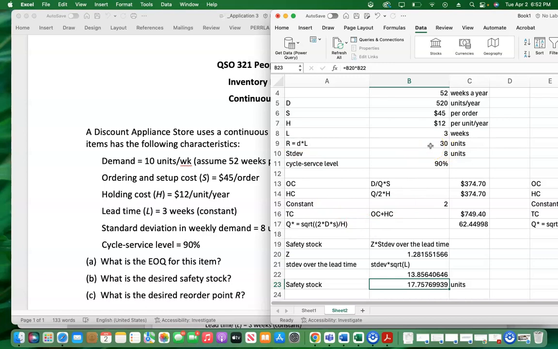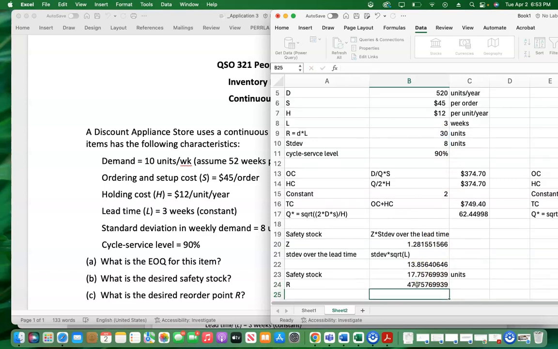Remember, before we said we need 30 units that will take us 3 weeks, and each week takes 10 units. However, we need extra units that will put us on the safe side, and the extra units will be 18. So the reorder point, including the safety stock, or the desired reorder point, is just put the equal sign, take 30 plus this amount and enter. So let me click here and add that information.